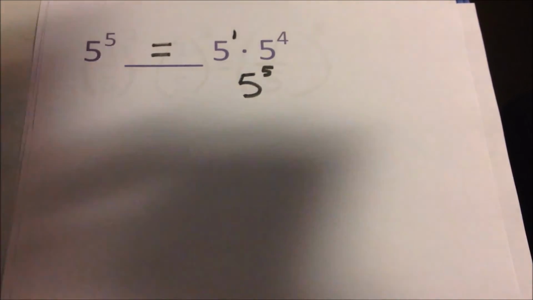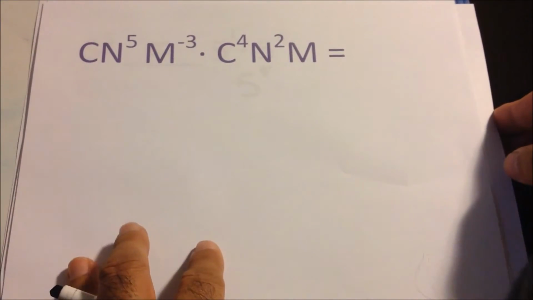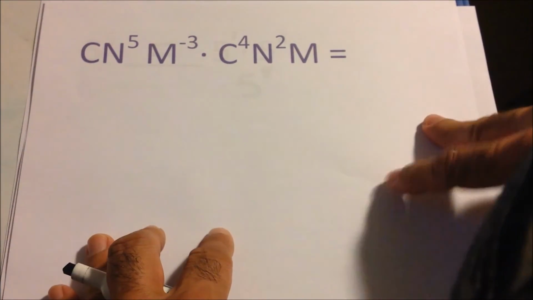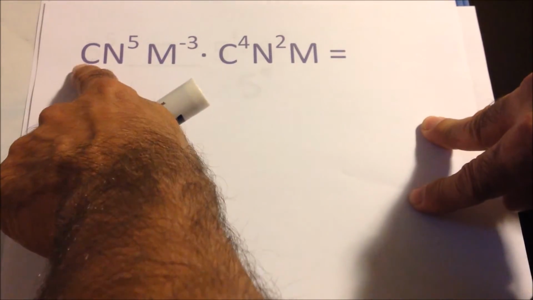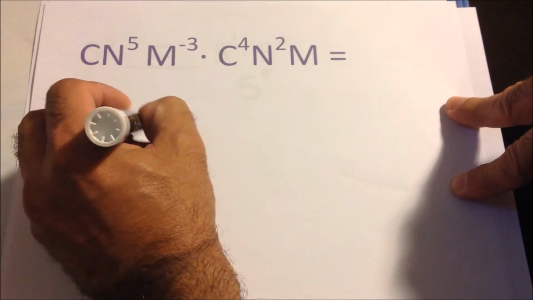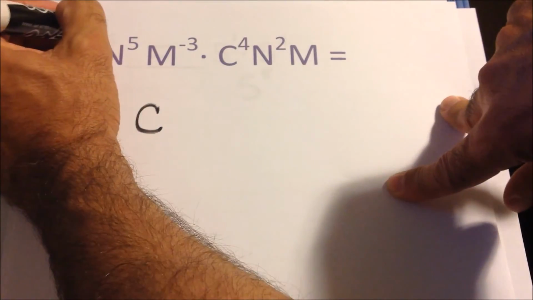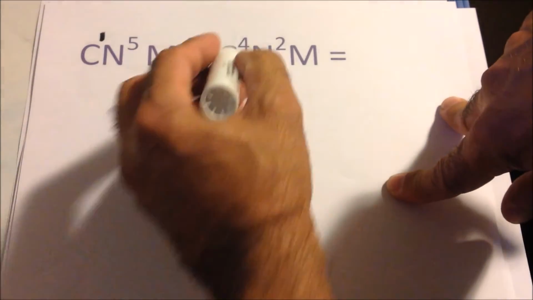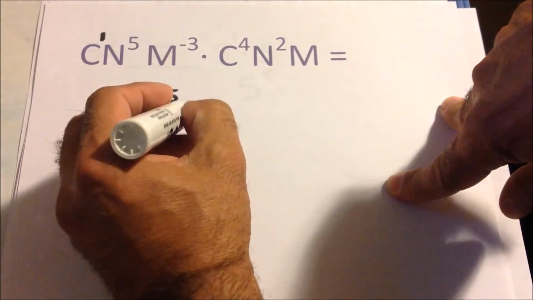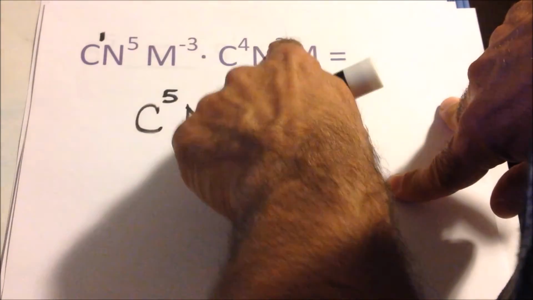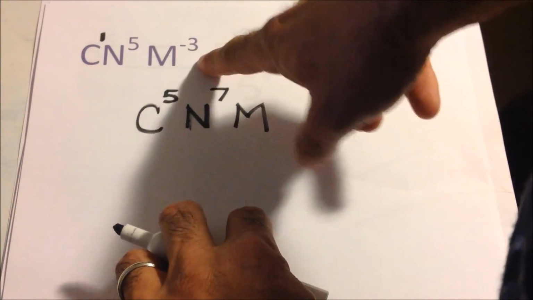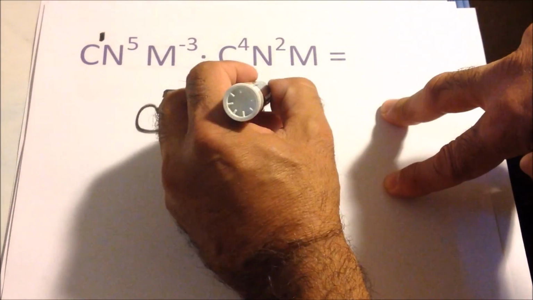Okay, last one. This one's a little tricky. Take your time, you can do it. We have variables as bases. So let's look at this. We have the C and the C are the same, so we can keep the C. There's a 1 on top of that C, remember. There's a 4 there, so that's C to the 5th power. We have an N and an N, so we keep the base. We have N, 5 plus 2, that's 7. And now we have an M. Negative 3 plus 1 will give us negative 2.